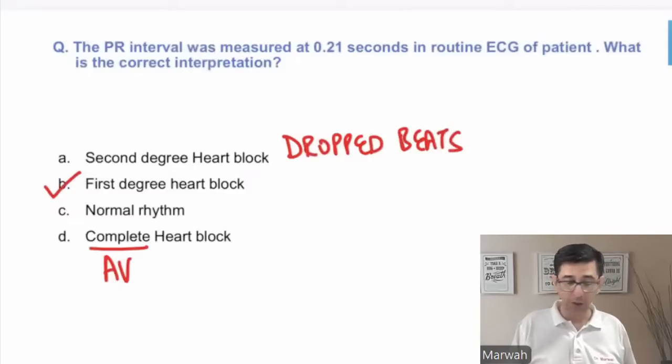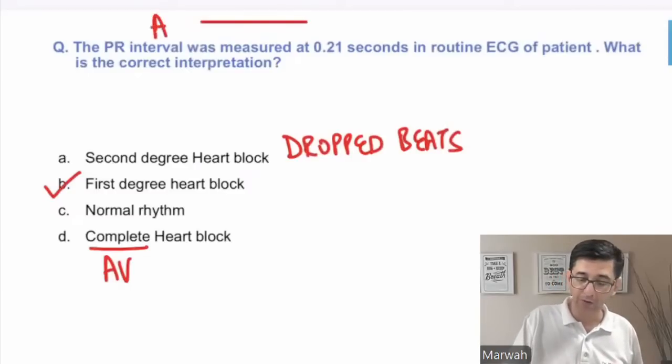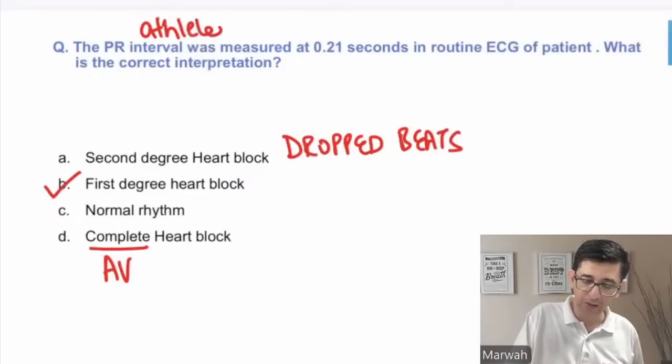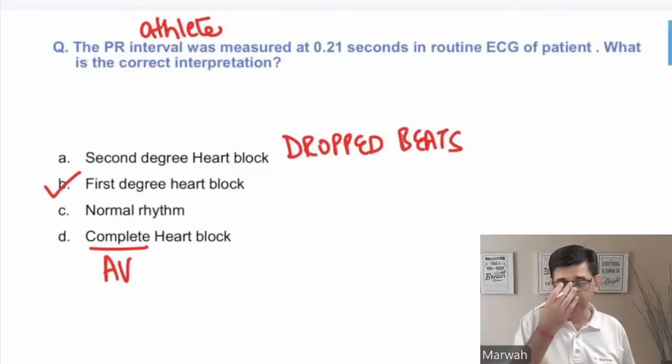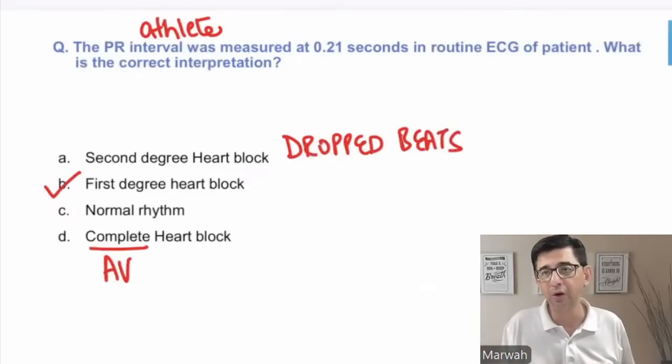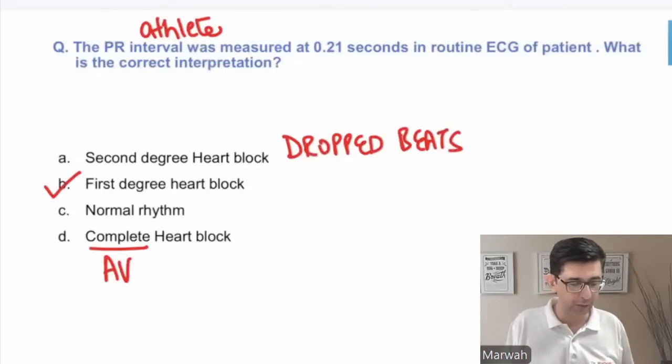Can be normal. Okay, athlete given. So that is giving more credibility to the diagnosis of first degree heart block. No, high vagal tone. If I say athlete, and then I say a PR interval of 0.21, that's because of exercise. No, the exercise part will contribute to a high vagal tone and then will contribute to this.